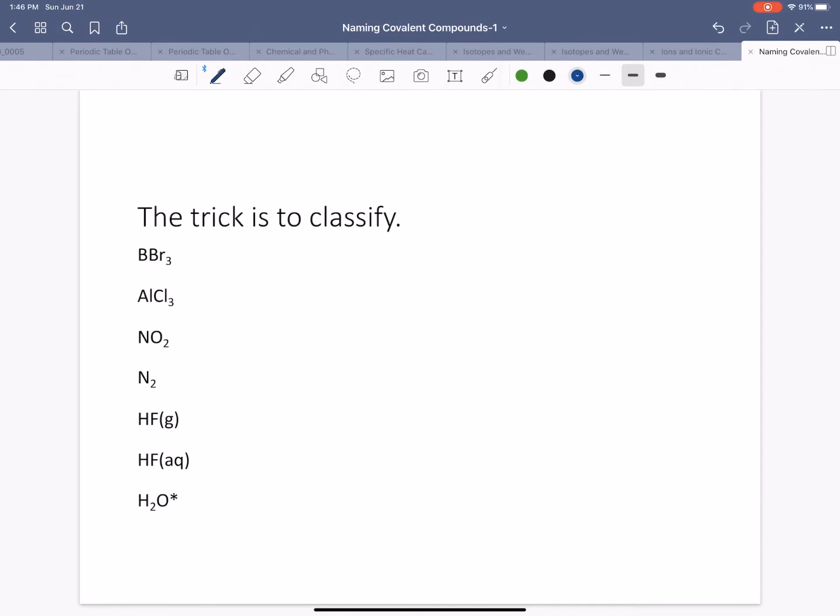The trick is to recognize if it's covalent. So to classify it as either covalent or ionic. And then if it's a covalent compound, further classify it. So here we have something that begins with boron, which is a metalloid. If there's a metal, it will always be on the left. So boron's a metalloid, and there's no hydrogens here, and I don't recognize a common name. So I'm going to name that as a covalent compound. Boron tribromide.